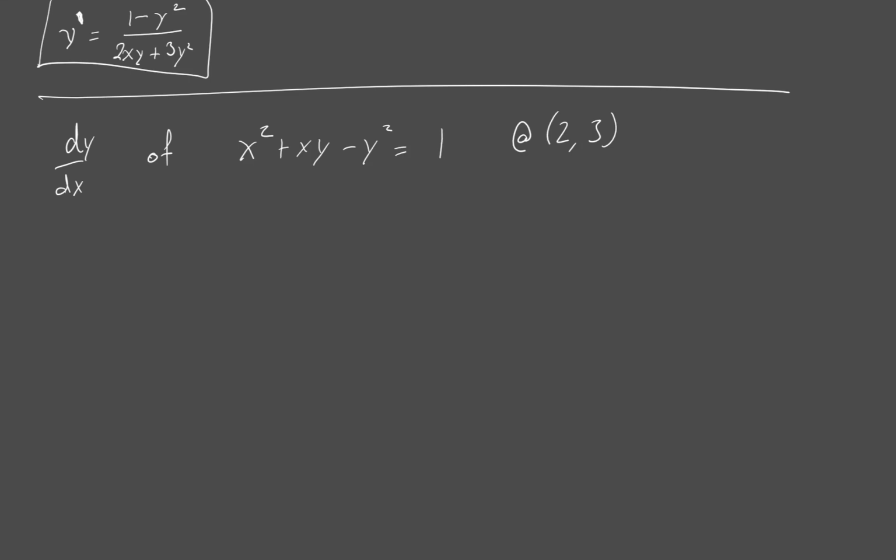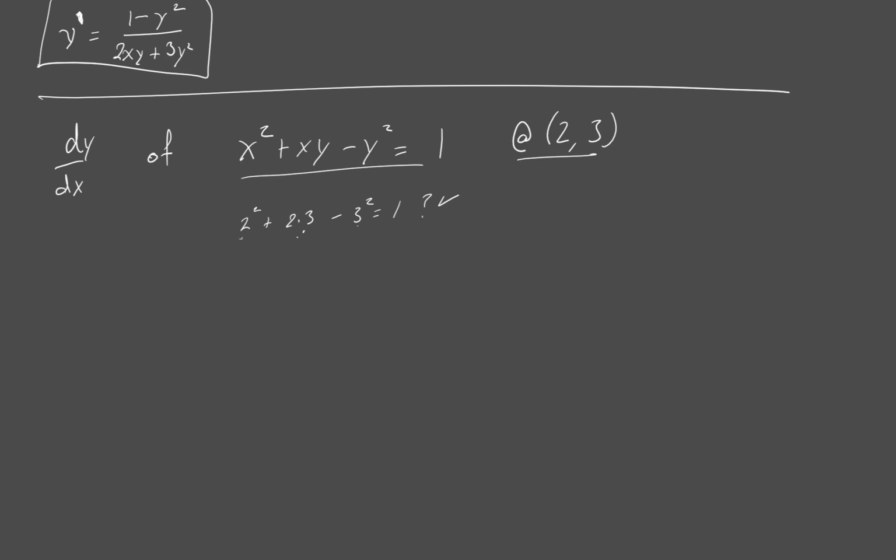Okay, I should make sure that this point 2, 3 is on this curve. So I plug in 2, 3 to check the point is on the curve, I'm going to plug in the x's and the y's and make sure that I have a true statement here. So I plug in 2 squared plus 2 times 3 minus 3 squared equals 1, and I check and see if that's true. I've got 4 plus 6 is 10, 10 minus 9 is 1, so that checks out. So this point is actually on this curve. That's good. Now I'm going to find the derivative, plug in the 2's and 3's, and then figure out what the derivative is.